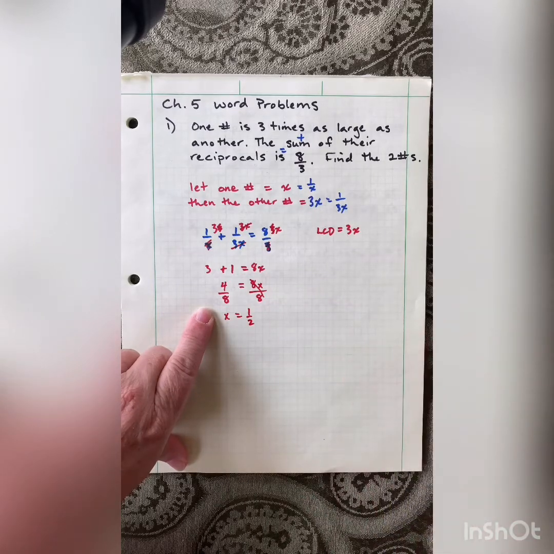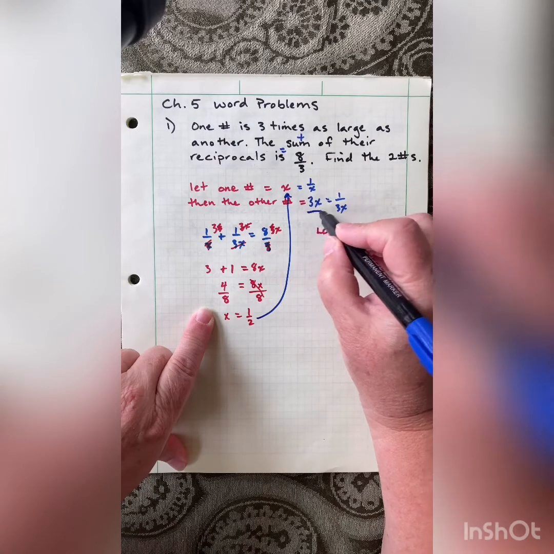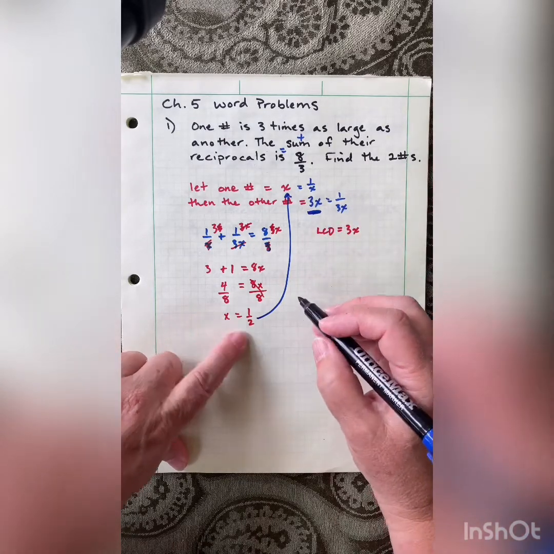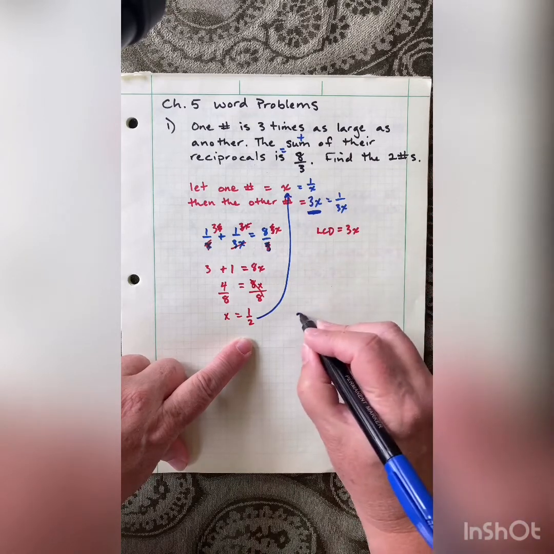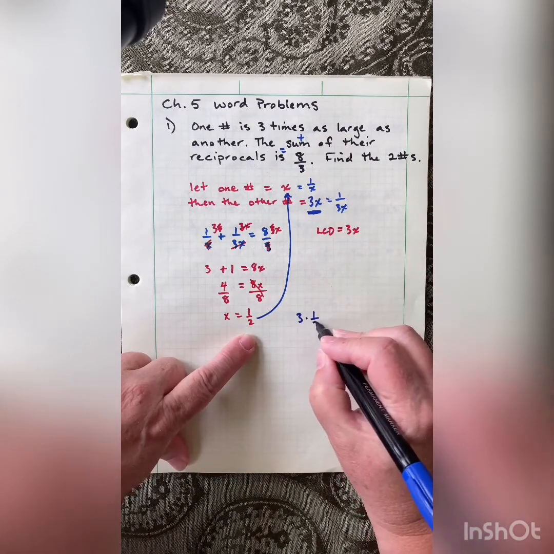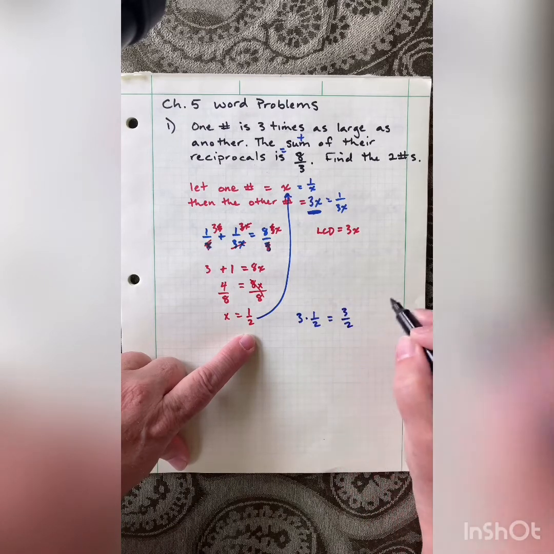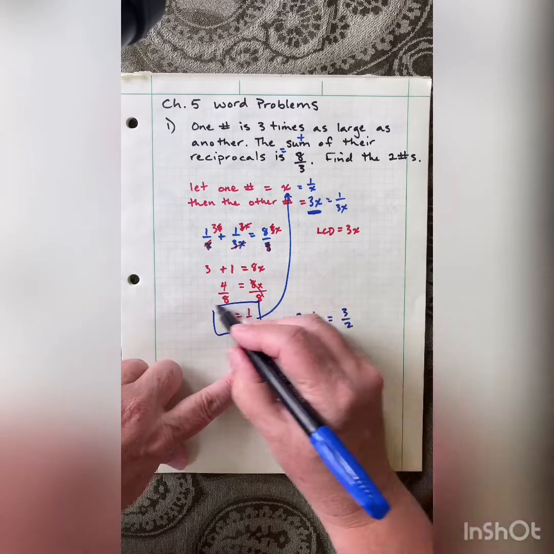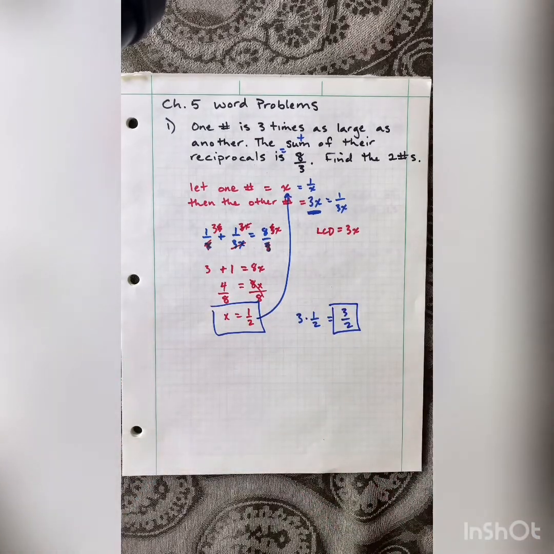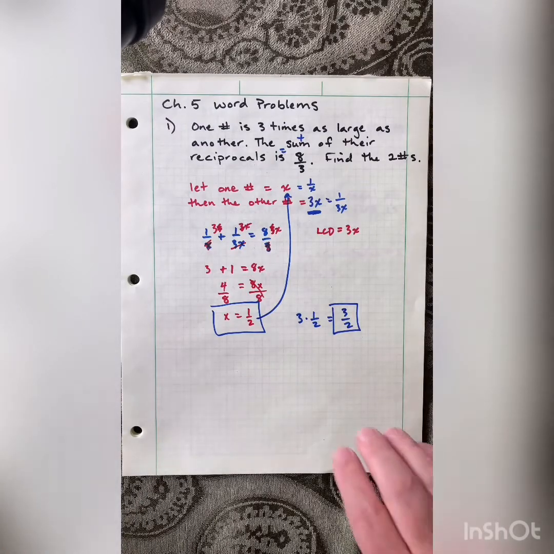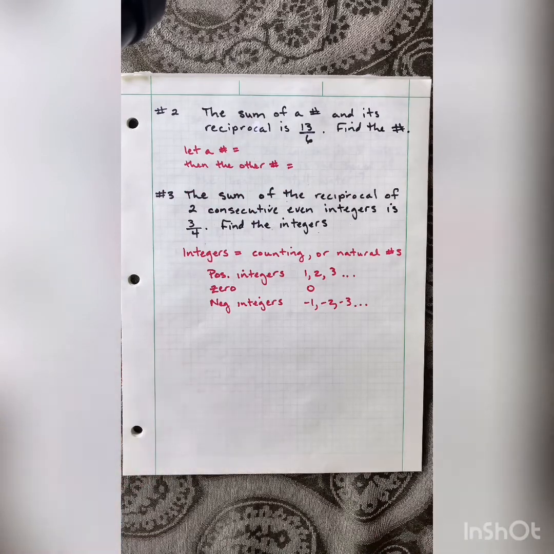Okay, so if x right here is 1/2, what is this other number? So I'm going to take that 1/2 and plug it in there. So I'll have 3 times the 1/2, multiply straight across, and I'll get 3 over 2. So those are my answers right here. This one and this one are my 2 numbers. Okay, so let's go take a look at number 2 now.